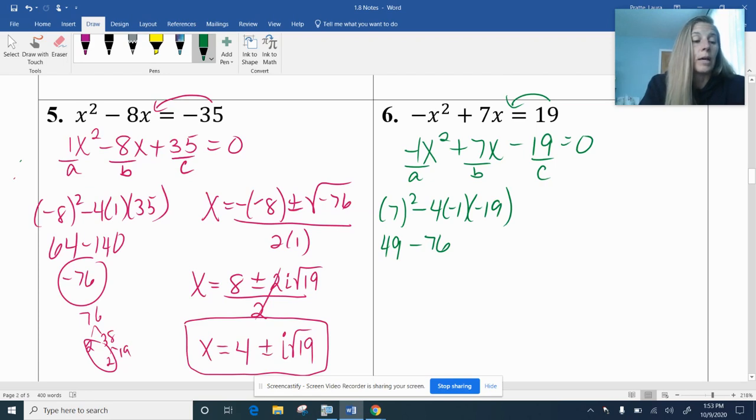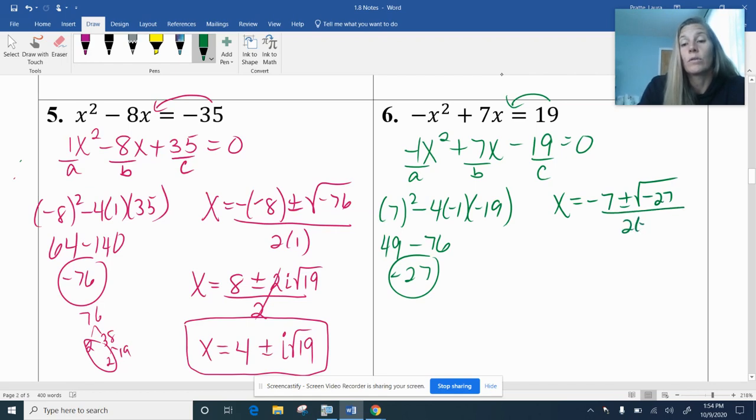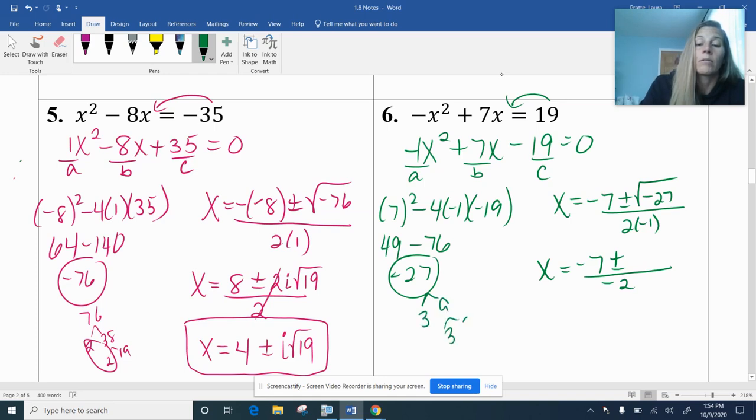So now when you do 49 minus 76, you're going to have -27, which is going to be another imaginary solution, or 2 imaginary solutions. So -7 plus or minus the square root of -27 over 2 times A, which is -1. -7 plus or minus over -2. And then we have to simplify that 27. So 3 and 9, 3 and 3. It's going to be 3I radical 3.